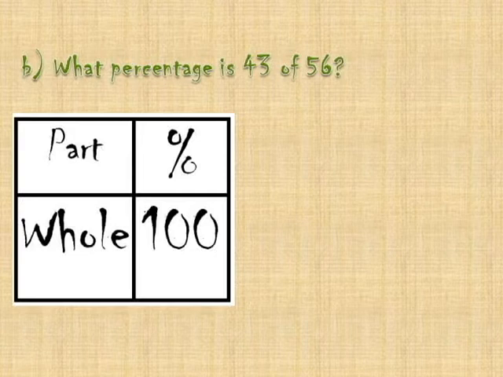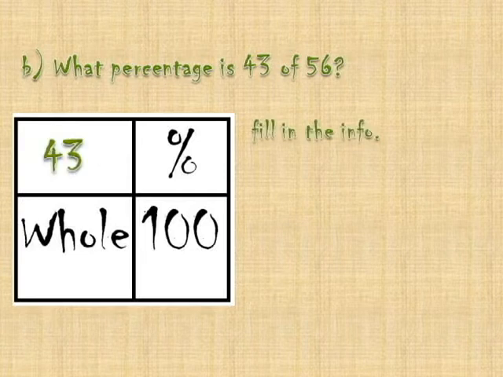In this sample problem, the question asks, what percentage is 43 of 56? Notice that the question is actually asking about the percentage. We don't actually know that percentage, and so we have nothing to fill into the percentage corner of the diagram. Instead, what we're given is a part and a whole.